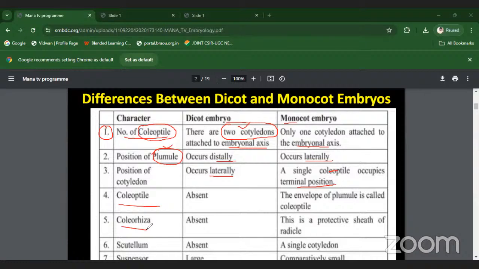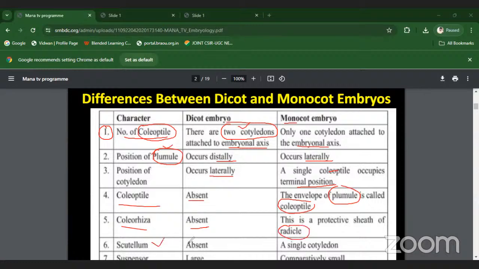Coleoptile and coleorhiza. The coleoptile is the protective part of the plumule, and the coleorhiza is the protective part of the radicle. In the dicot embryo there is no protection around the plumule and no protective covering around the radicle, so coleoptile and coleorhiza are absent. But in monocot the plumule is enveloped by the coleoptile, and the radicle is protected by the coleorhiza.